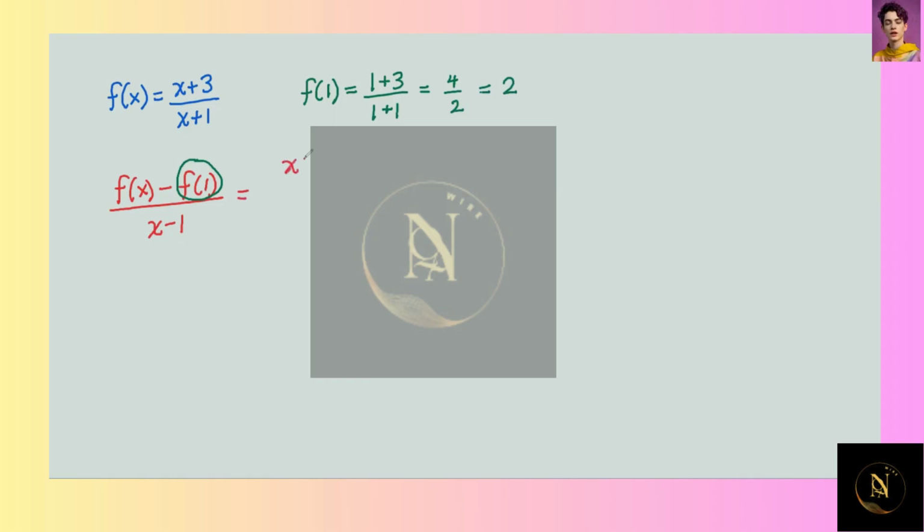f of x is given, so we'll just rewrite the fraction. And then we'll subtract off f of 1, which is simply 2. And we still divide by x minus 1. All right, the easiest way to clean up a fraction within a fraction is to multiply top and bottom by the denominator of the fraction. So we're going to go ahead and multiply both top and bottom, both our numerator and our denominator, by x plus 1.